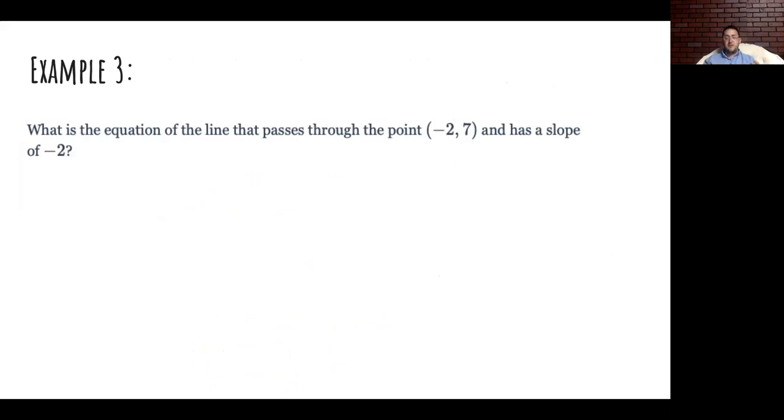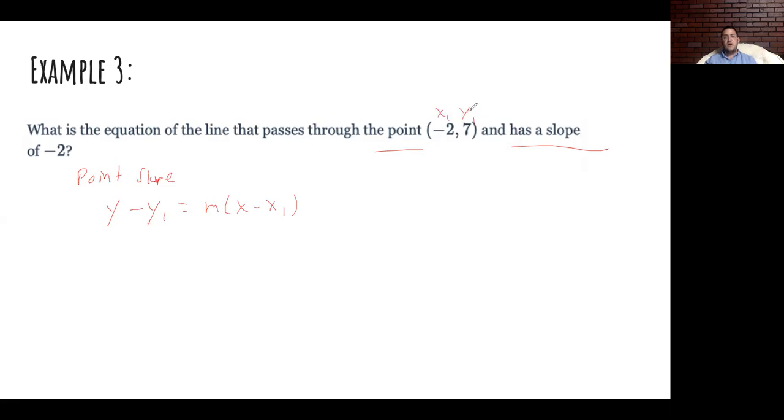All right, example 3. I'm going to really emphasize this type of problem, and I want you to make sure that you are comfortable with point slope form. So point slope, you want to go back to the beginning of your notes and see what that formula is. So point slope is y minus y1 equals m times x minus x1. Everything that you need is given to you in this problem.